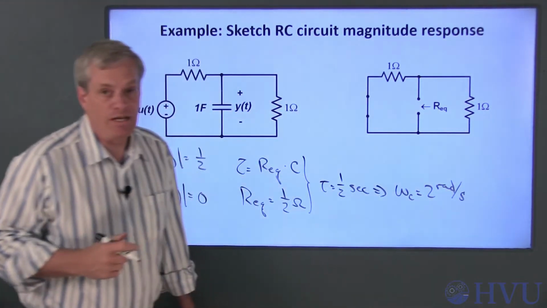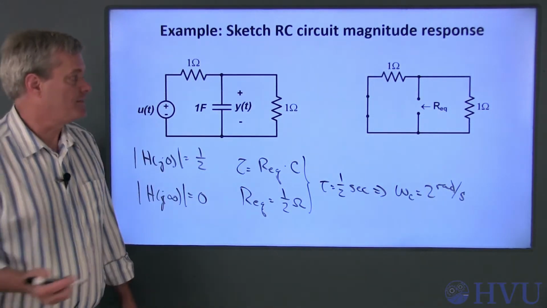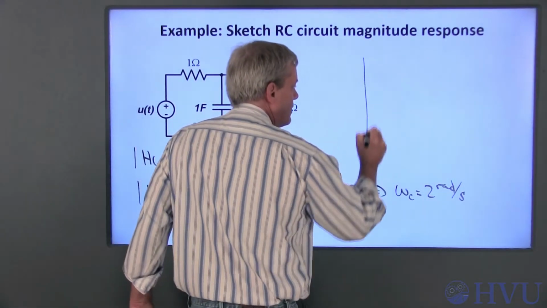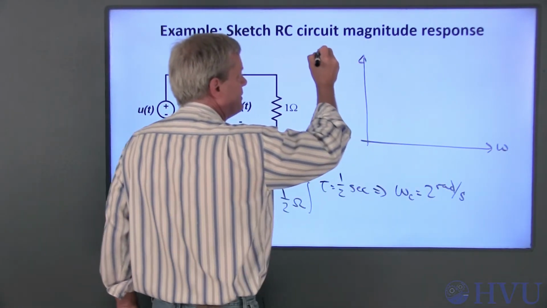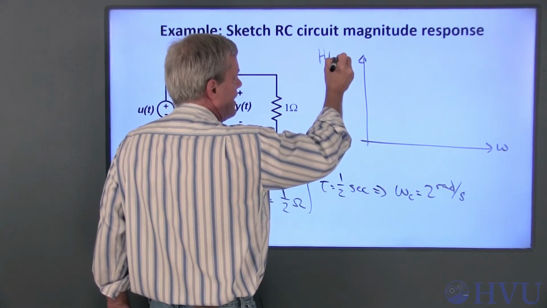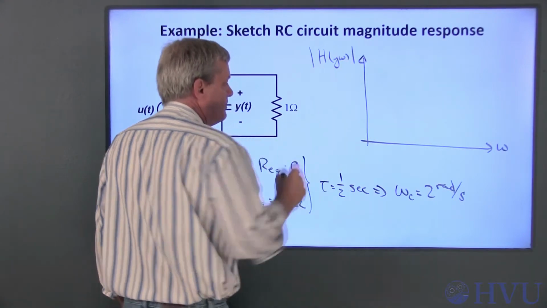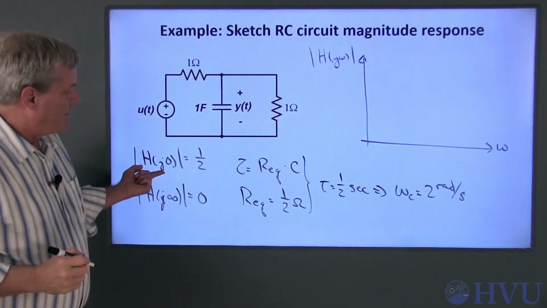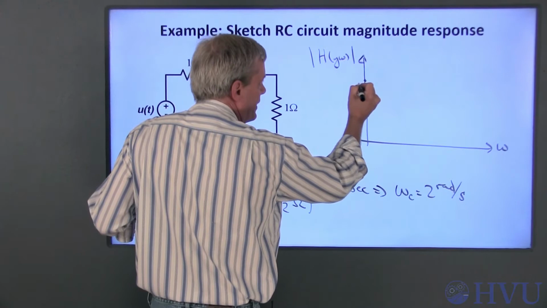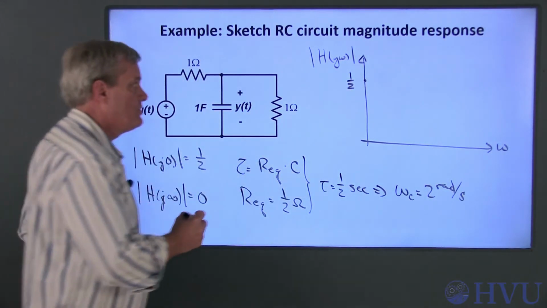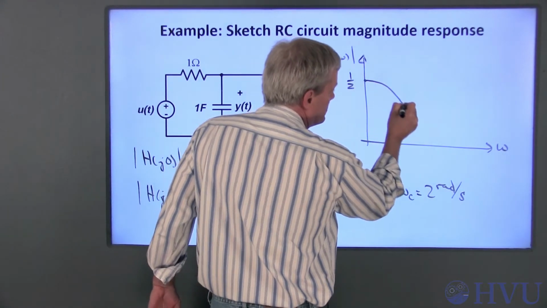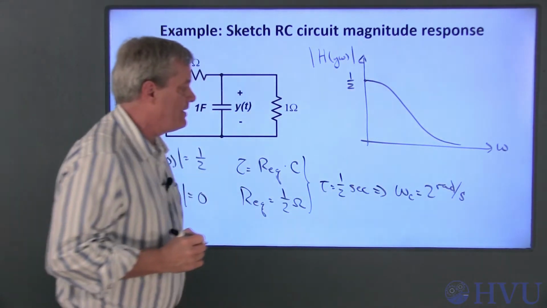Now we have everything we need to sketch the magnitude response. The horizontal axis is frequency in radians per second. The vertical axis is the magnitude of H of j omega. When omega is equal to 0, the magnitude response is 1/2, and it goes to 0 as frequency goes to infinity. So the shape is going to be something like this.